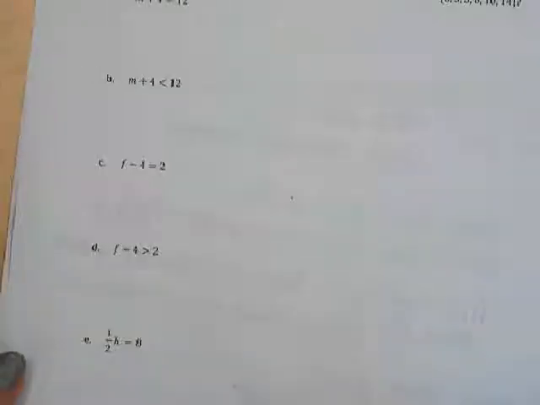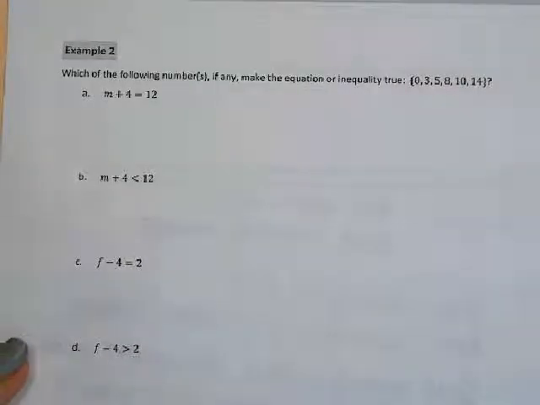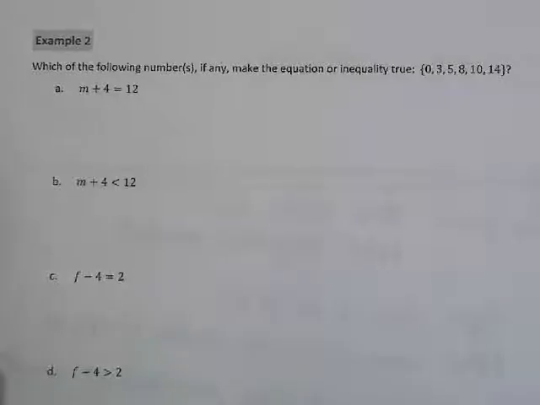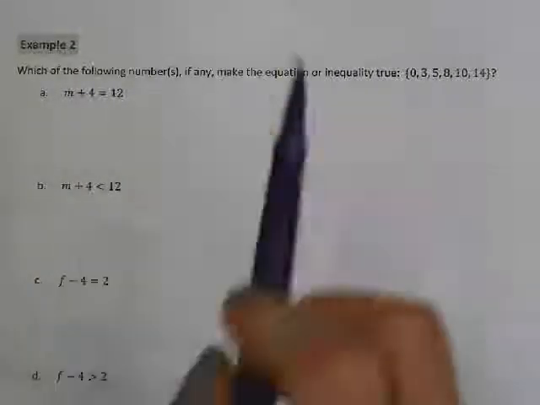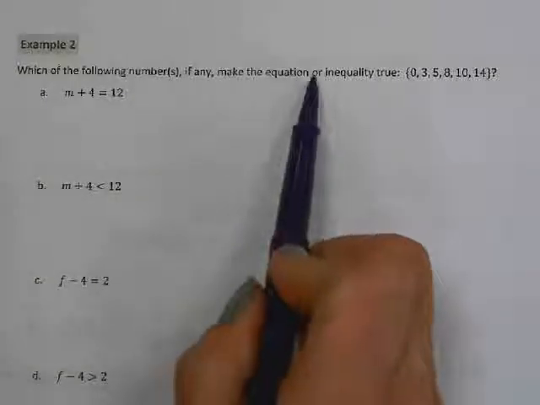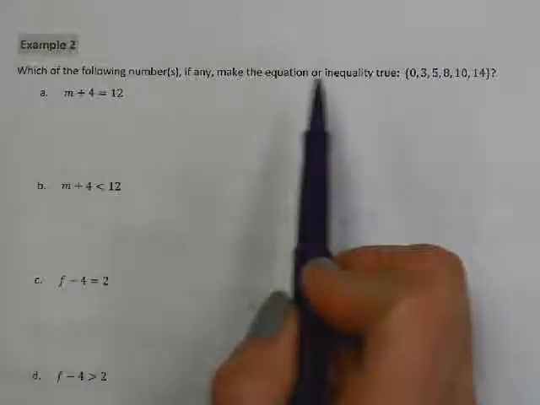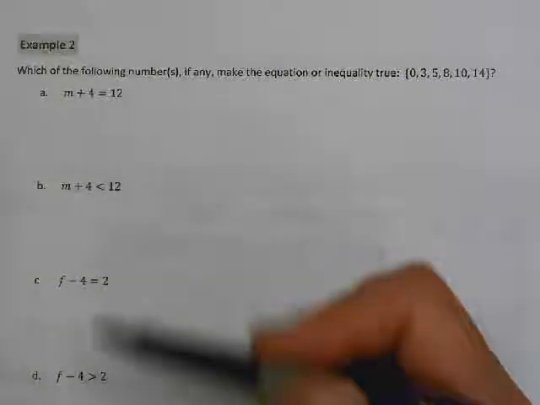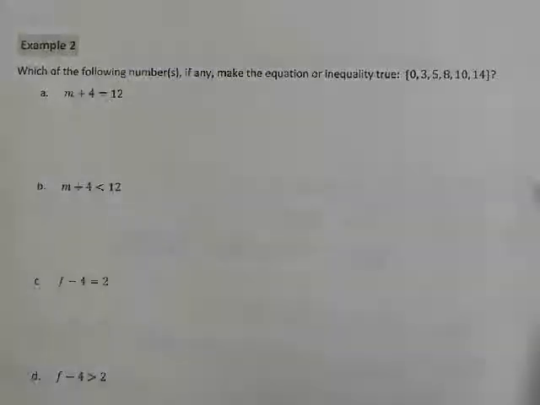So example 2 is the same idea, gives us some equations, 2 different ways, the same expression on one side, answer on the other side, and then a different symbol in the middle, but it also gives us kind of like an answer bank. So it says, which of the following numbers, if any, make the equation or inequality true? So remember, it's an equation when it has the equal sign. It's an inequality when it has any of these other signs: less than, greater than, less than or equal to, greater than or equal to.